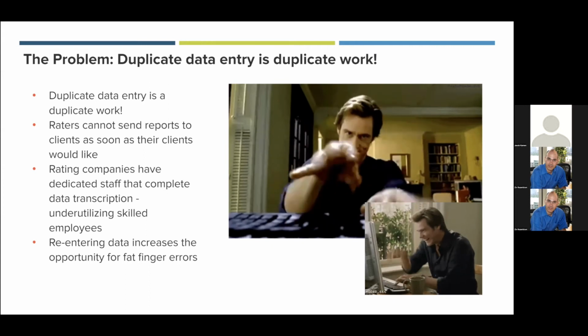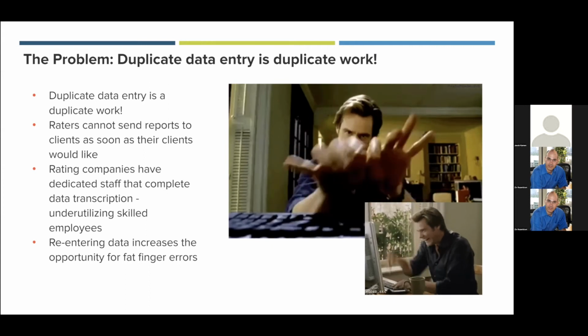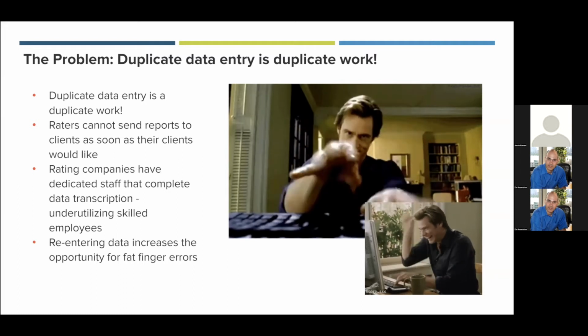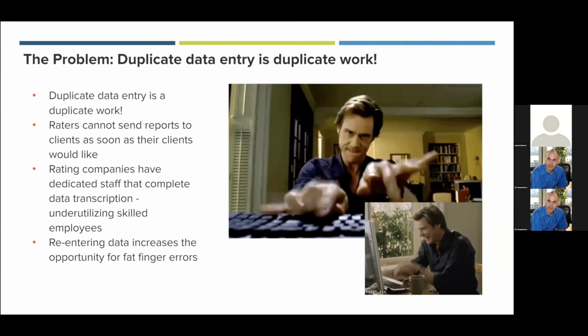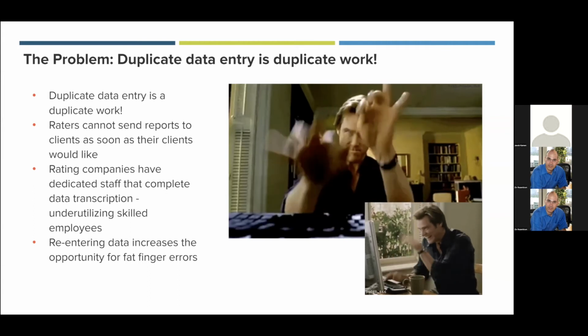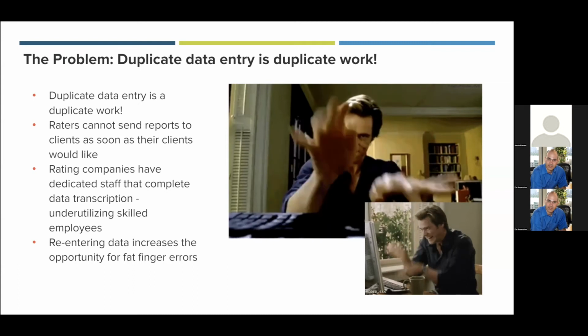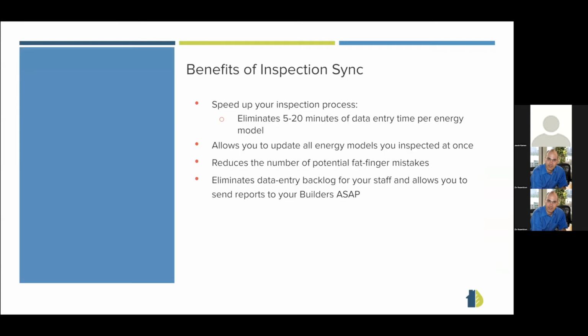And this re-entering data has the opportunity for errors. If you go to hit the 4 and you hit the 5 instead, you don't check it, that could be a potential QA error that you have to fix later on down the road. And then you have to figure out where did that error happen so you can try and eliminate it in the future.